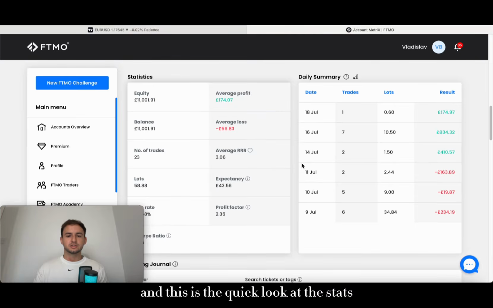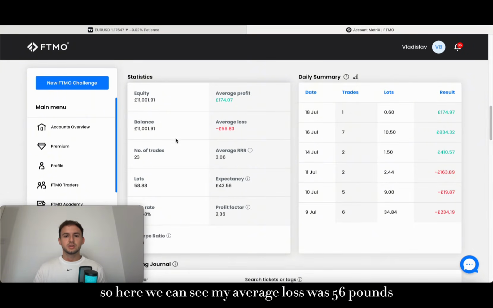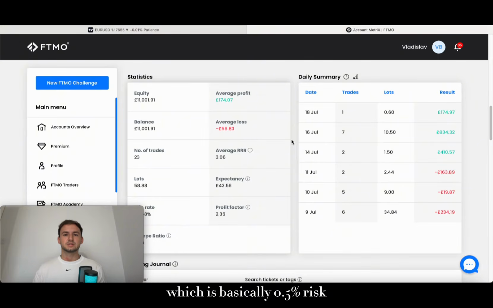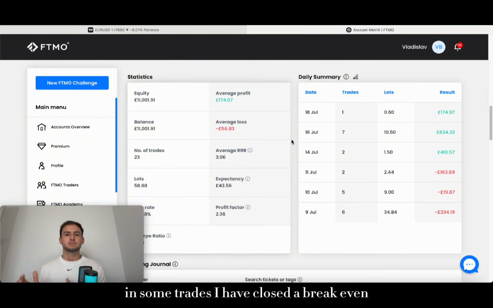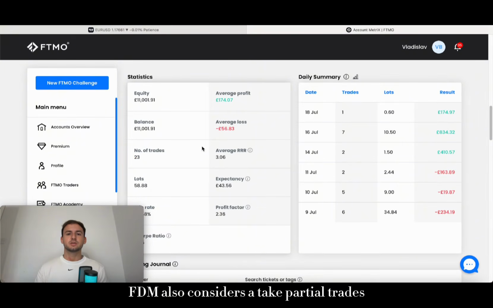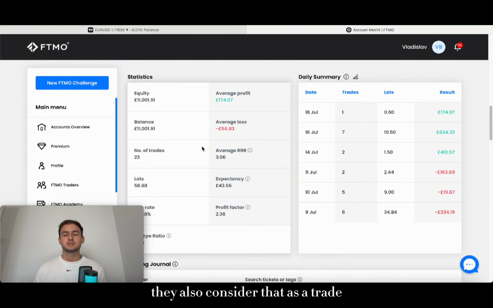And this is the quick look at the stats because I want to emphasize the verification stage more than the challenge stage. So here we can see my average loss was £56, which is basically 0.5% risk, but I risked 1% on every trade of mine because in some trades I have closed at break even, and this is why we can see the number of trades is 23, which actually was 14 trades, because if you didn't know, FTMO also considers partial trades or break even trades, and also cancelled limit orders. They also consider that as a trade.